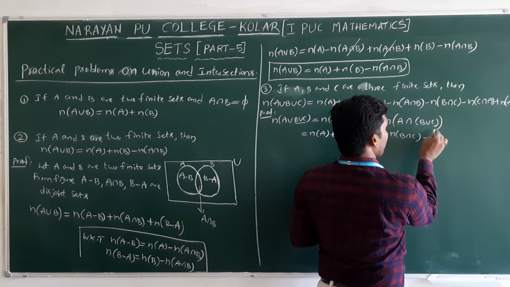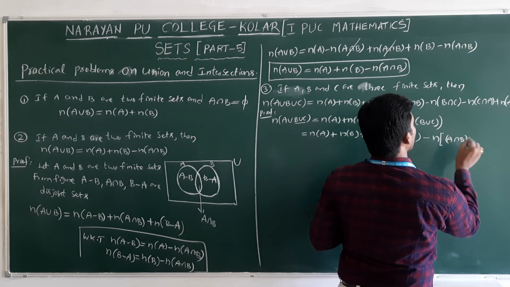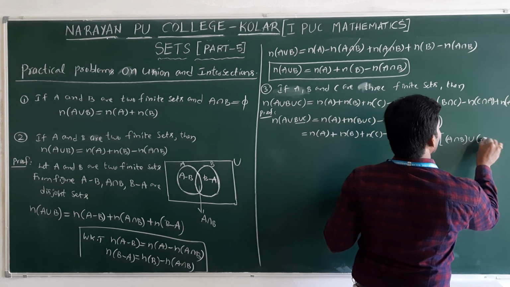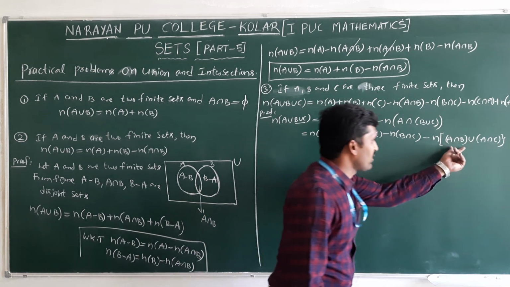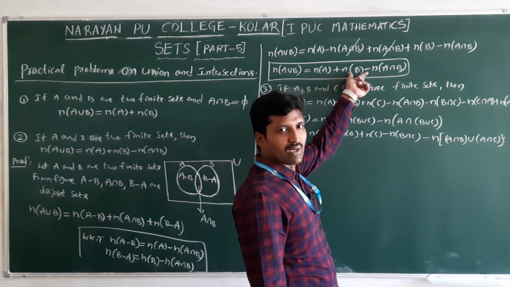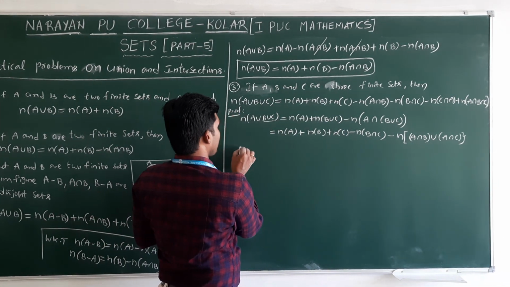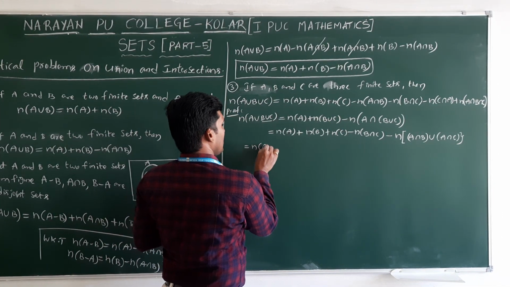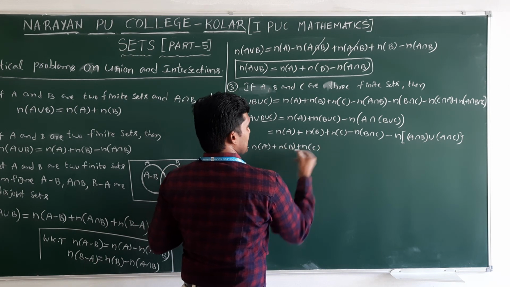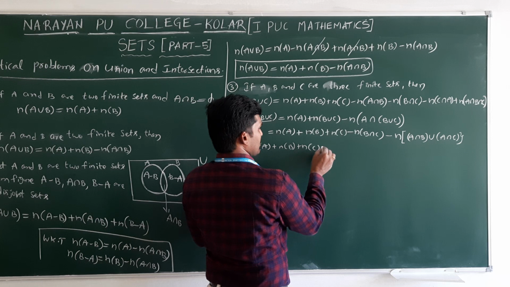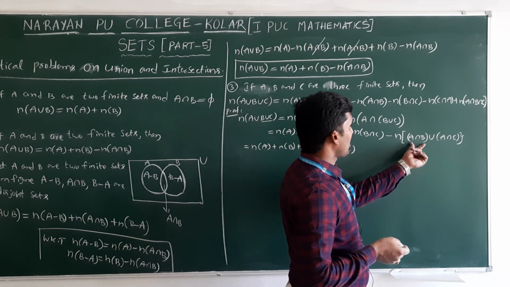Minus, apply the distributive law for this: n of A intersection B union A intersection C. Again for this apply this formula. This is like A, this is like B. The same formula repeating: n of A plus n of B plus n of C. The proof is not important, it is just for understanding purposes. n of B intersection C. Again apply the n of A union B formula.